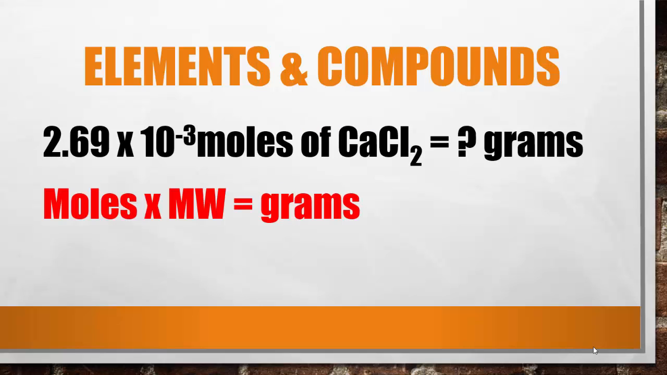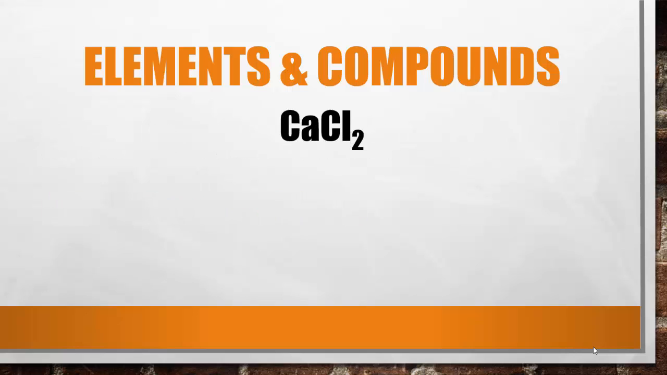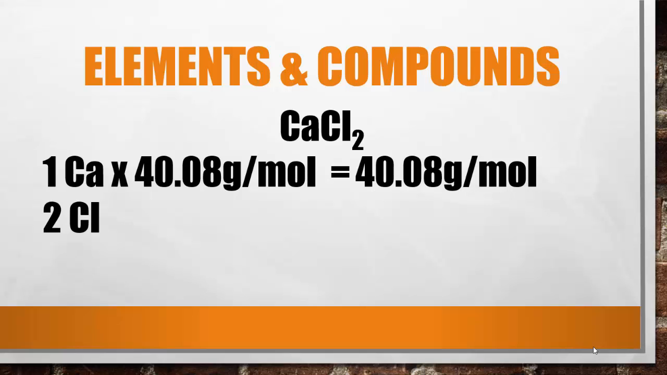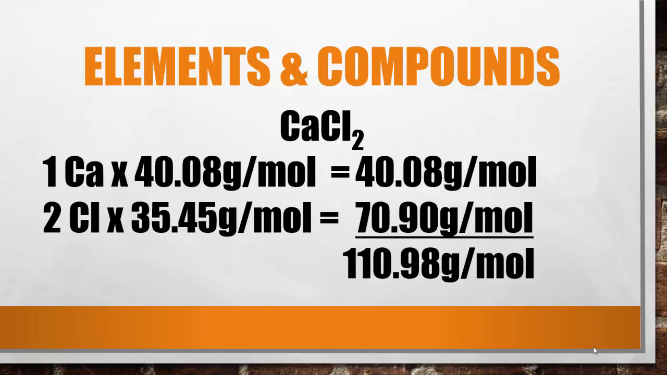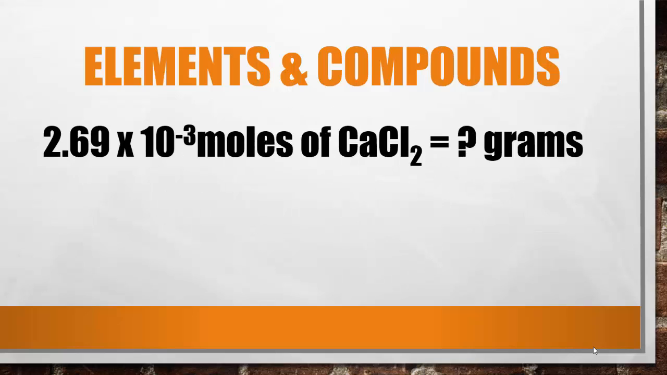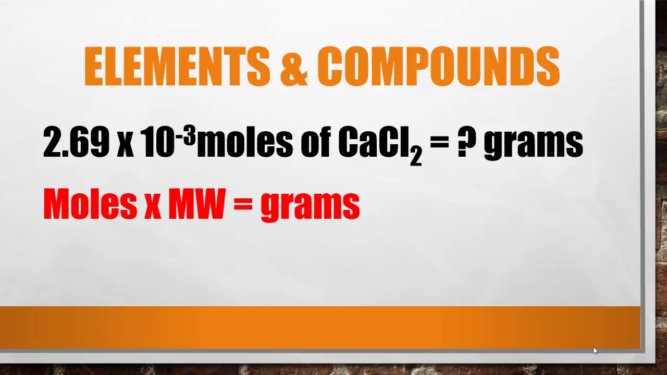You start with your basic equation that relates moles and grams, and we can figure out what the molecular weight is. So we look at calcium chloride, where we have 1 calcium, 2 chlorines, multiply each of the atoms by its atomic mass, and that gives you the contribution of each element. Add up those contributions, and there is the formula weight or molecular weight for calcium chloride. 110.98 grams per mole.